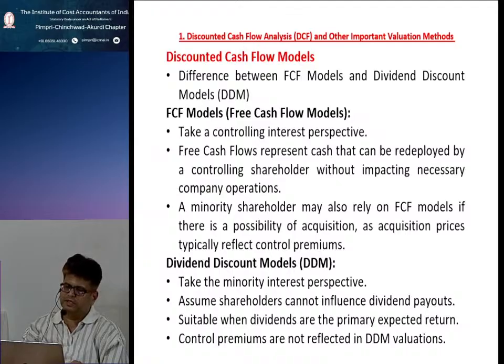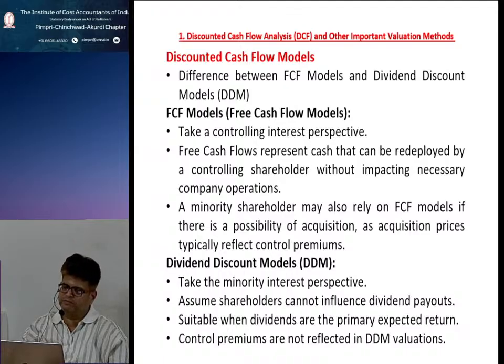Then let's understand the difference between FCF models and dividend discount models also. The FCF model, the free cash flow model, takes a controlling interest perspective. Free cash flows represent cash that can be redeployed by a controlling shareholder without impacting necessary company operations. A minority shareholder may also rely on FCF models if there is a possibility of acquisition, as acquisition prices typically reflect control premiums. Secondly, dividend discount models, DDM, take the minority interest perspective. So there is a difference in perspective: the FCF model takes the perspective of controlling interest, and the dividend discount model takes the perspective of minority interest.